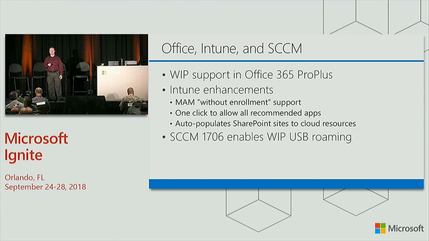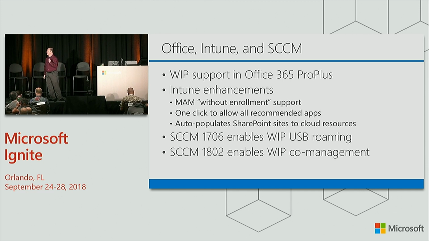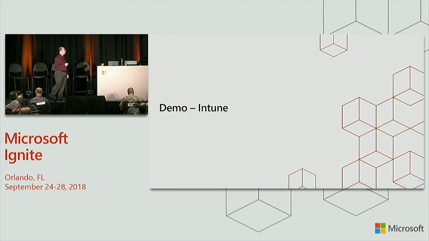So it's System Center Configuration Manager. You need at least 1706 to get that USB roaming setting. That's when they added the RMS support. With 1802, we now support WIP co-management. And now with 1809, we have Office MIP label support. And let's see, we did who, we did why, we did what. Let's talk about how.